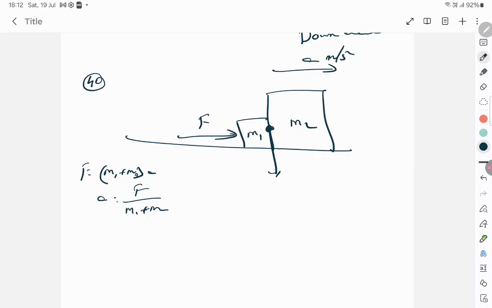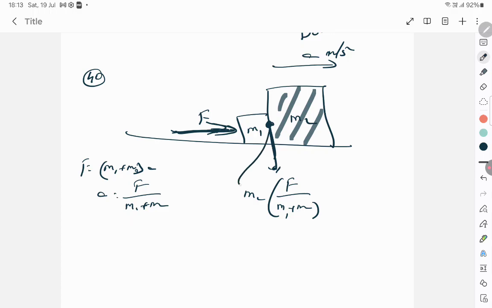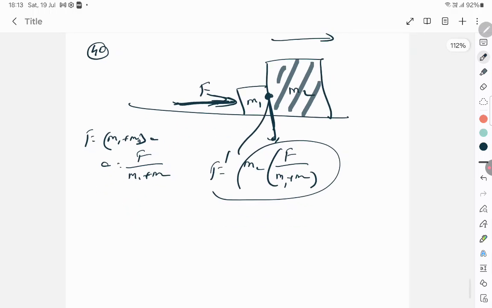Yes, the force on the common interface. Normally I would put this mass as responsible, but that's only when you are pulling it like this. You are not pulling it like this, you are pulling it from this place. So this mass is what is going to contribute to the tension at that point. That is what you should understand. So that mass m2 into A, which is F by m1 plus m2, will be the tension at that point, or the force at the interface, F dash. Okay, very, very important sum.